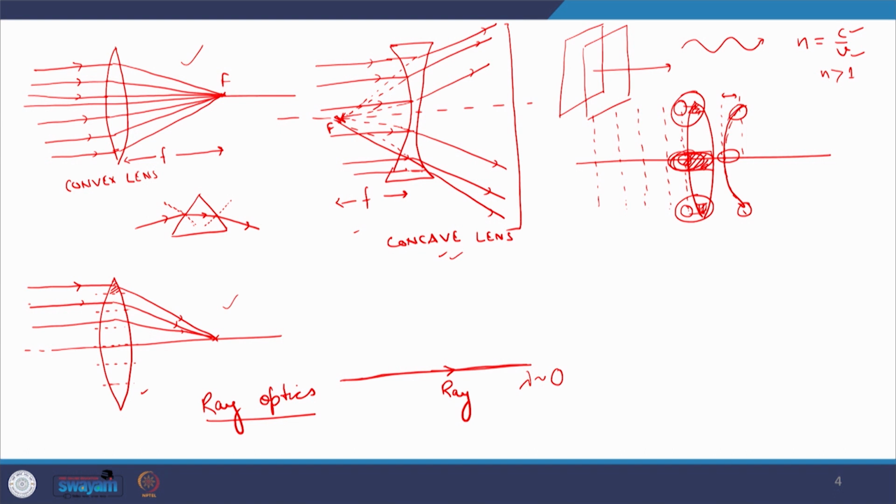Now, due to this curvature, the wavefront propagates and gets focused here, and this is the same distance as was observed in the ray theory description here in the leftmost figure. Okay, and this point is called your focal point.